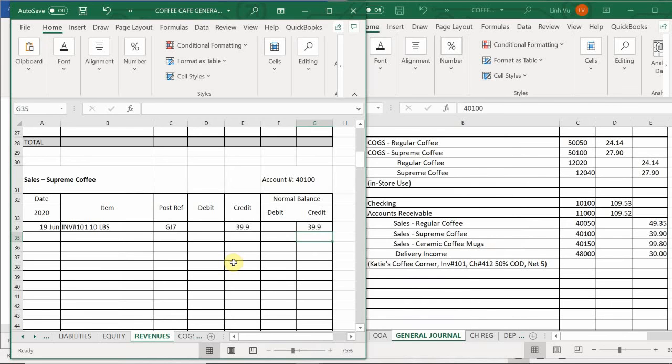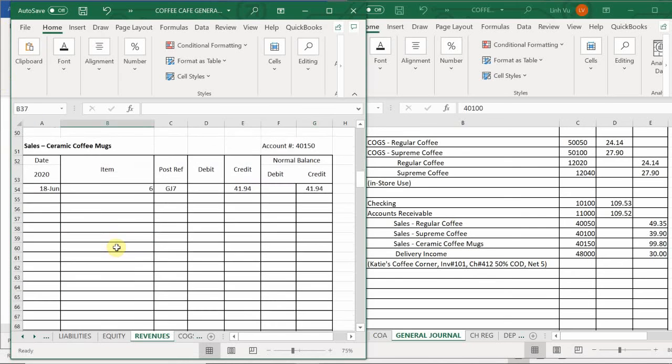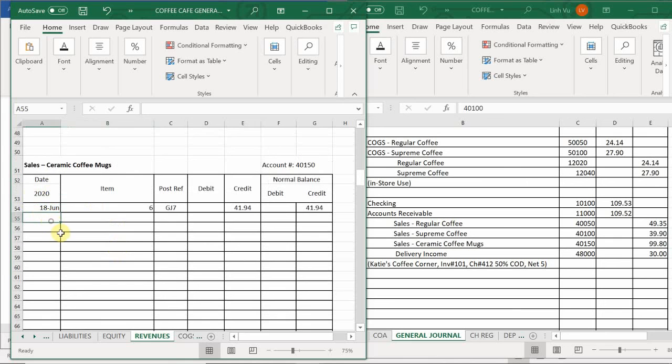Okay. So what's the next account after that? Ceramic coffee mugs. Here it is. Ceramic coffee mugs. How many did we sell? 20. For a total? 99.80. Okay. So there we have it.